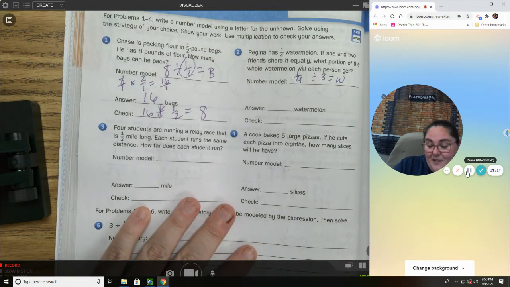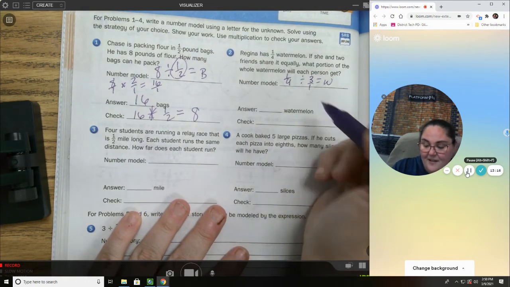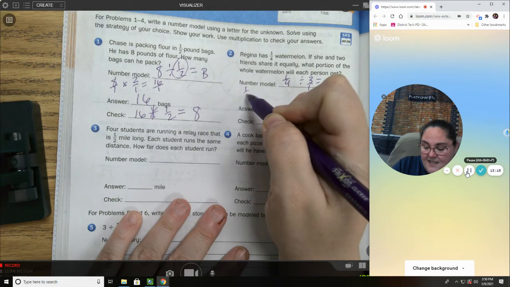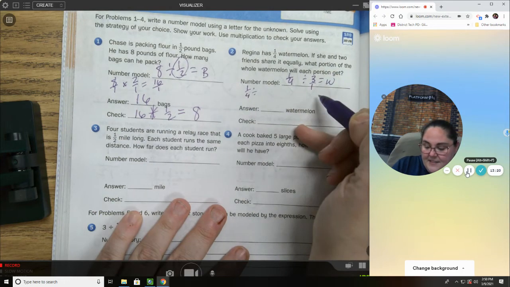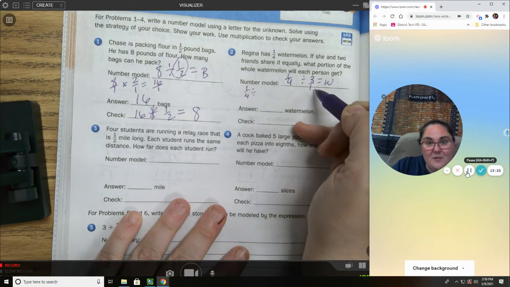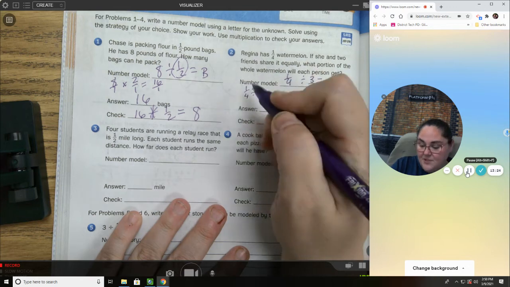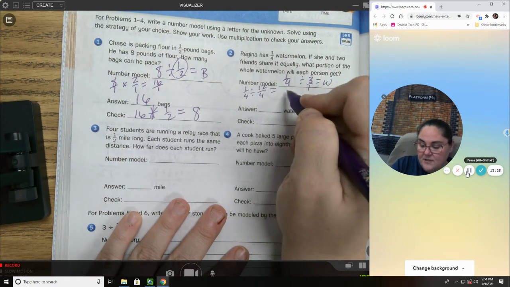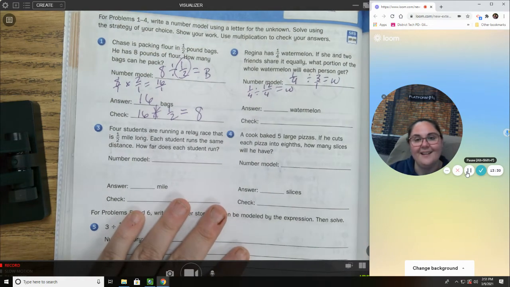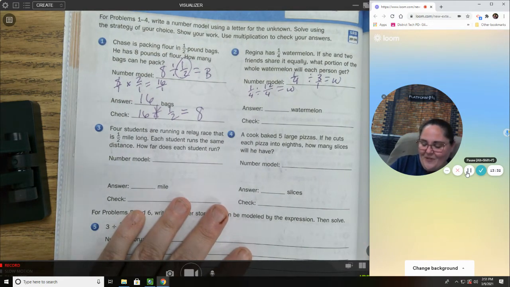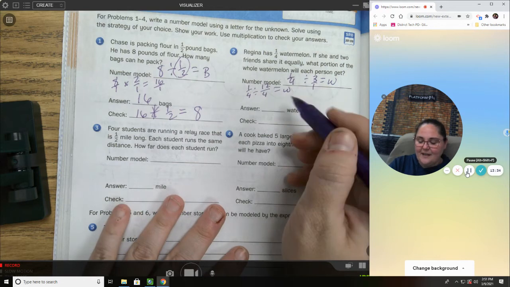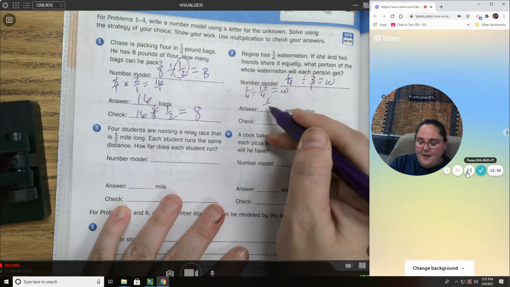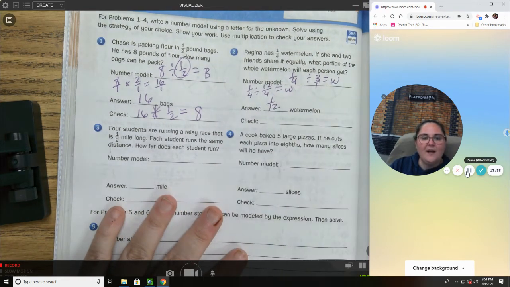All right, this one I'm going to do the common denominator method. So 1/4 stays the same. Divided by, okay, I need to make this a 4th, so I multiply by 4, the top and the bottom. So 1/4 divided by 12/4 equals W. Remember I divide just the numerators, so 1 divided by 12. So they get 1/12 of a watermelon.